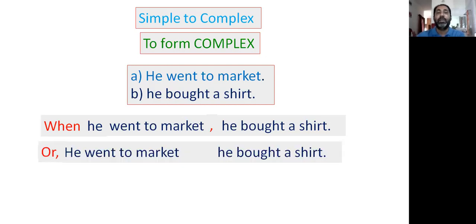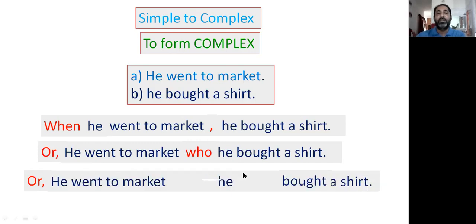Or I can make a complex sentence in another form. I can use the symbol with the next action. He went to market, it is the first action. He bought a shirt, it is the second action. Who? He went to market, who bought a shirt. Here he will be omitted. Or he went to market so that he could buy a shirt.